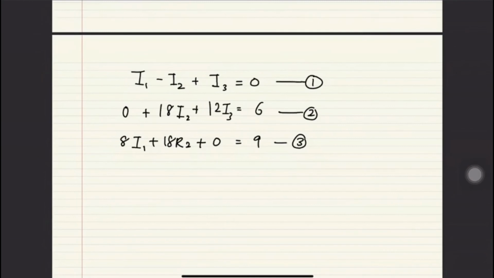So you get a matrix. This will key in. So the first part ni kamu key in lah. Kalau yang ni 1, negatif 1, 1. Cuba tekan 1, negatif 1, 1, 0, 0, 18, 12, 6, 8, 18, 0, 9.